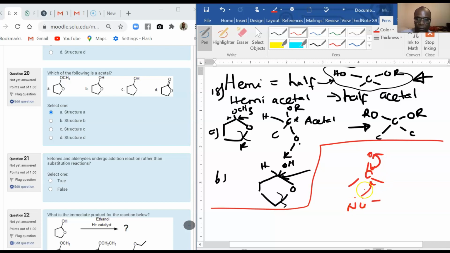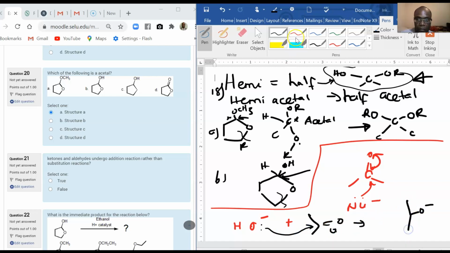You've added the nucleophile. Specifically, let's say you have OH minus reacting with acetone. You use the lone pair to attack acetone, that opens up. You've added the OH onto the acetone. So it's an addition, not a substitution. Substitution might occur with acyl chloride and esters. So the ketones and other aldehydes undergo addition reaction rather than substitution. True.